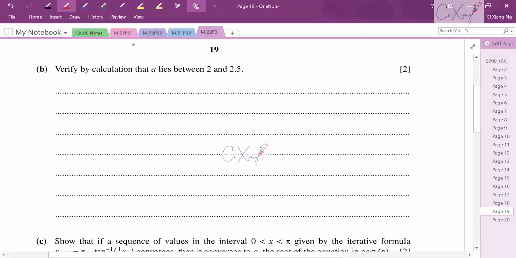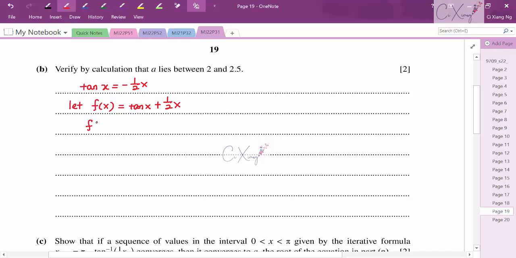We have tangent x equals to negative half x. To apply the sign change method, generally we need to make this equation become a function so that we can check for the sign change. So I will let f(x) equals to tangent x plus half x.